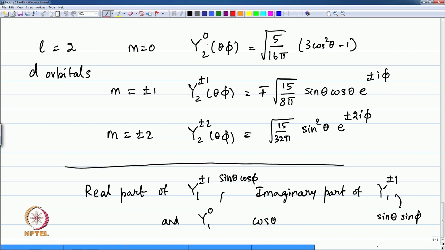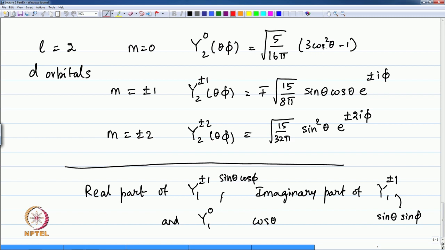Now, the spherical harmonics Y 2 0 has the functional form 3 cos square theta minus 1, and m being 0, it does not have a phi dependent part. The exponential i m phi gives you 1 because m is 0. The Y 2 plus minus 1 theta phi is quadratic in the trigonometric functions sin theta cos theta, and if you think of 3 cos square theta minus 1, 1 is nothing but sin square theta plus cos square theta. Therefore, this function is actually 2 cos square theta minus sin square theta.